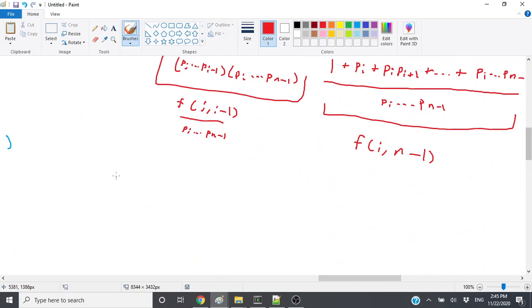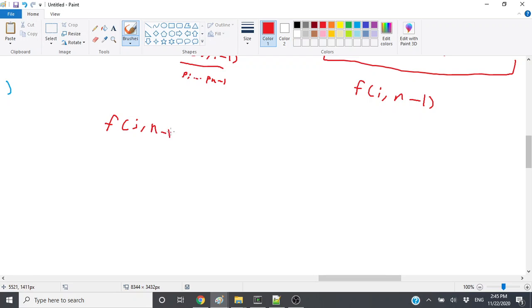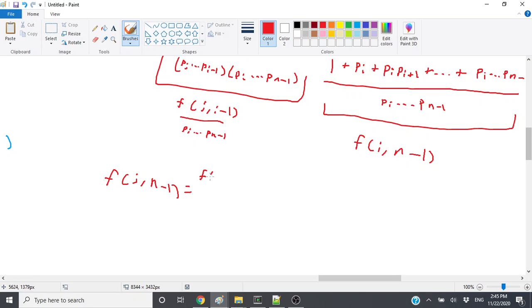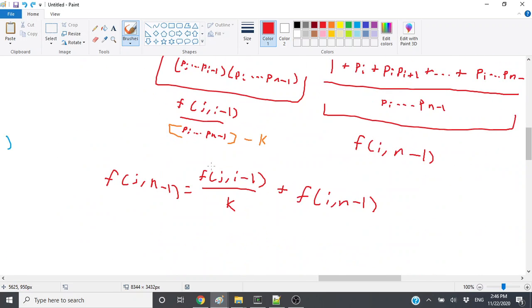So we get now f of j, m minus 1 is equal to f of j, i minus 1 over whatever this value is. Let's let it be some k, because I don't want to write it out every time. So over this value k plus f of i, m minus 1. It's very close to this thing here. It's not perfect, but it's very close.